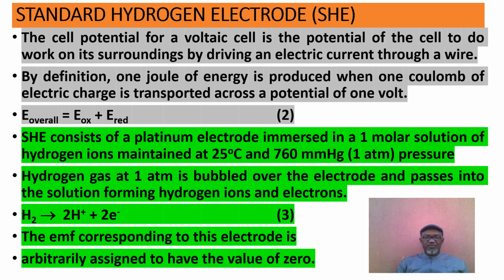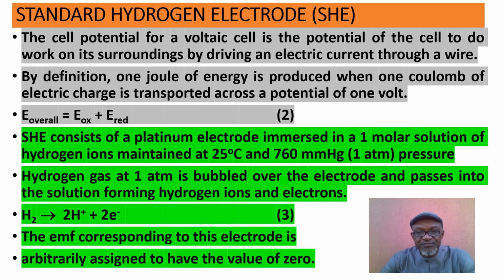Now, SHE consists of a platinum electrode immersed in a 1 molar solution of hydrogen ions, maintained at 25 degrees C and 760 millimeters of mercury. That's 1 atmospheric pressure. Hydrogen gas at 1 atmospheric pressure is bubbled over the electrode and passes into the solution, forming hydrogen ions and electrons. Look at the half reaction, that's equation 3, the half reaction for the standard hydrogen electrode. Now, the EMF corresponding to this electrode, that is equation 3, is arbitrarily assigned a value of 0. So you see why we say it is a reference electrode. The EMF is assigned 0.